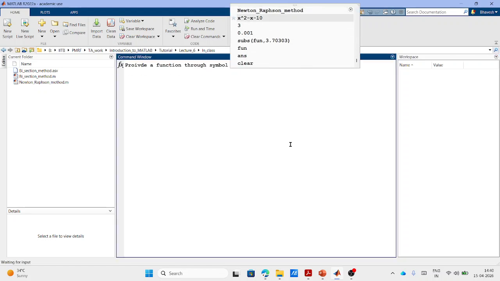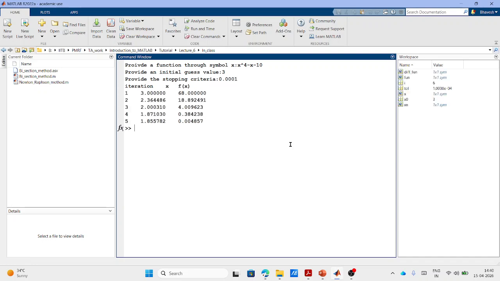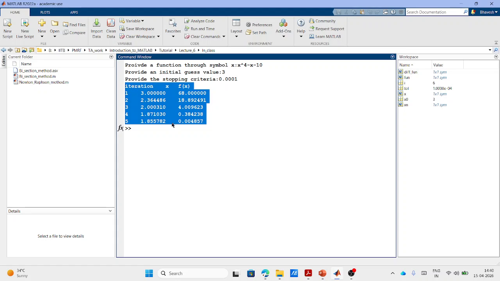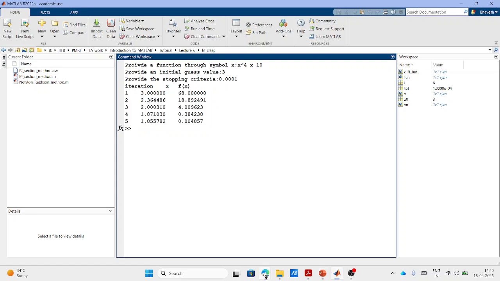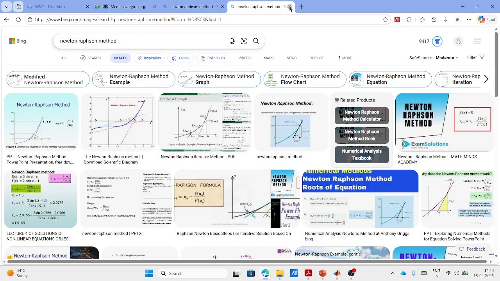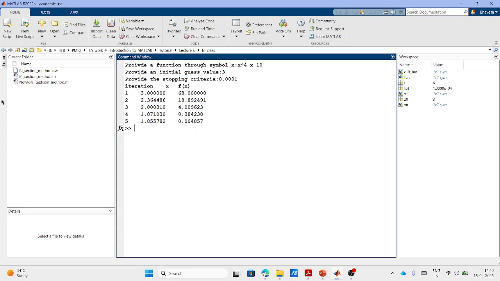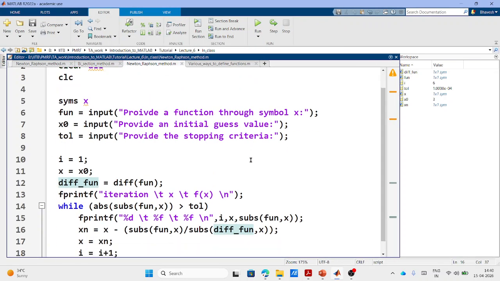So this is x to the power 4 minus x minus 10. Initial guess is 3, stopping criteria 0.001. Right? So now you can see it's giving me the correct answer. The function value at x equal to 1.855, I'm getting the value of 0. Right? Yeah, sorry, I thought I had put in the absolute, that's why it was giving me the correct answer, but it's not. Yes. So this is your correct way of finding the solution with the Newton-Raphson method.